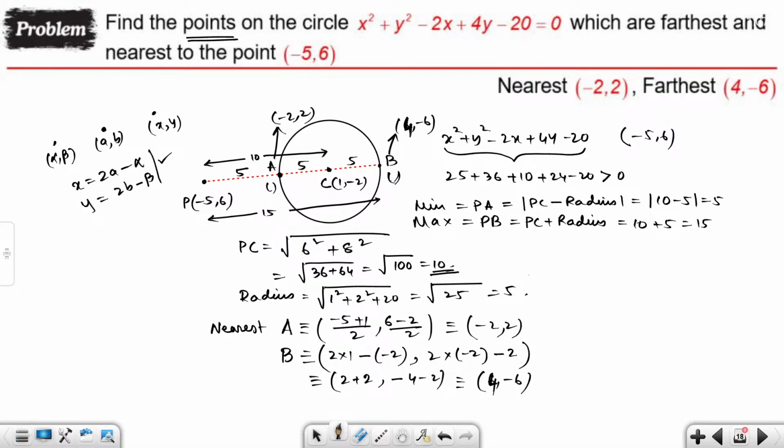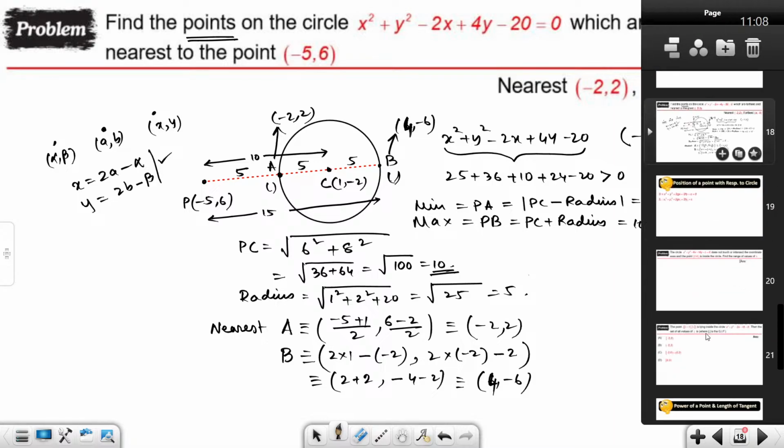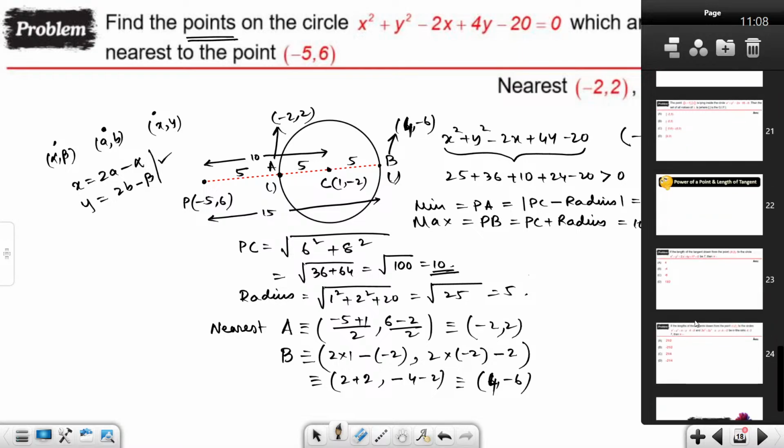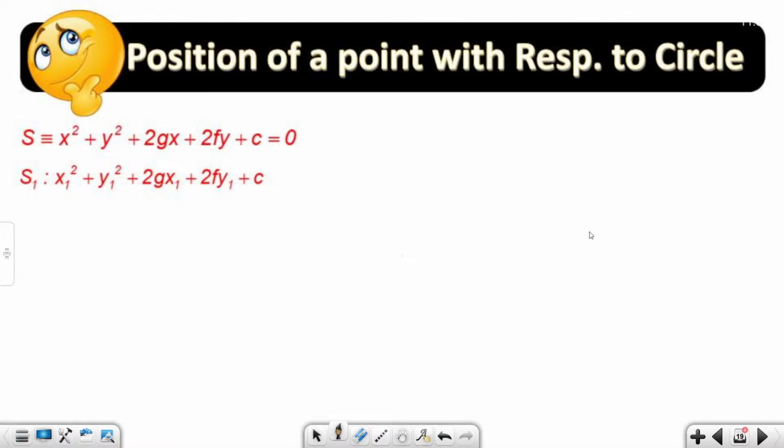Is it clear to you? So we can find out the nearest as well as the farthest point also. Before that, we learned how to find the minimum and maximum distance. Now we have seen how to find the coordinates of the shortest and the farthest point with respect to the circle. Okay, so we have learned this. Now let us come to a new concept, which is the position of a point with respect to a circle.